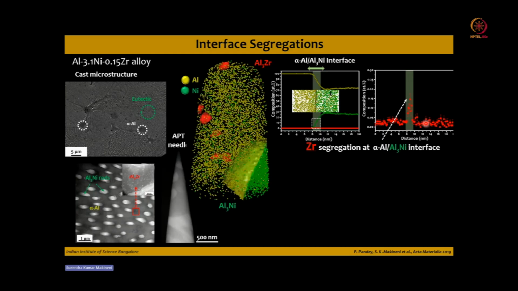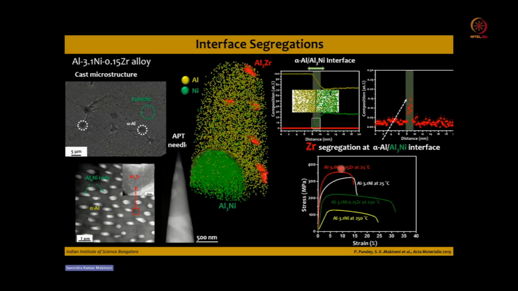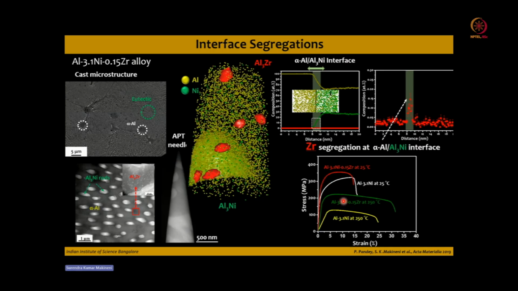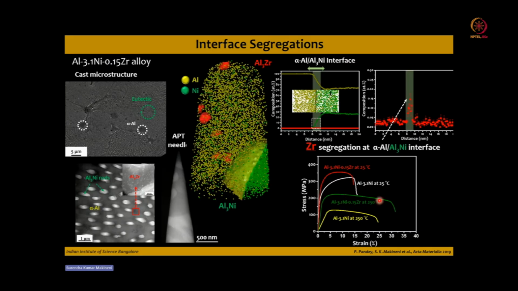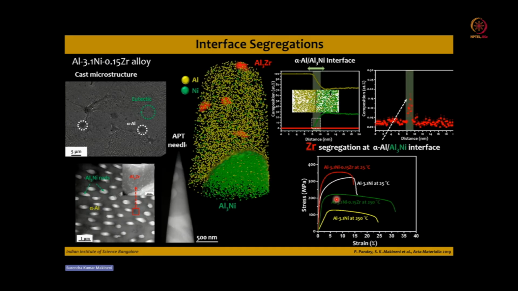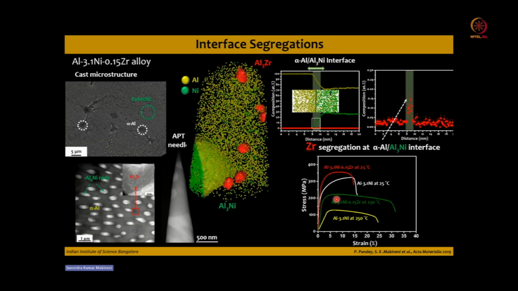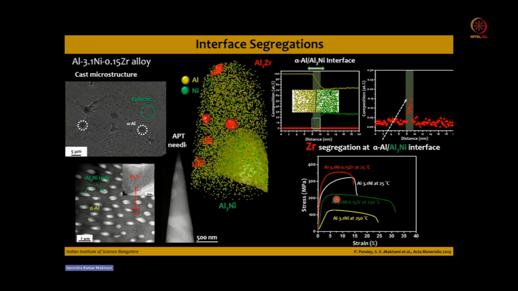This segregation of zirconium stabilizes the interface of alpha aluminum and Al3Ni, lowers the interfacial energy and stabilizes it at high temperature, so that you can get a very high temperature stability and very high yield strength at room temperature, and also higher yield strength than the binary alloy at 250 degrees Celsius, around 200 MPa. These exceptional mechanical properties are related to the interfacial segregation of zirconium at the interface.